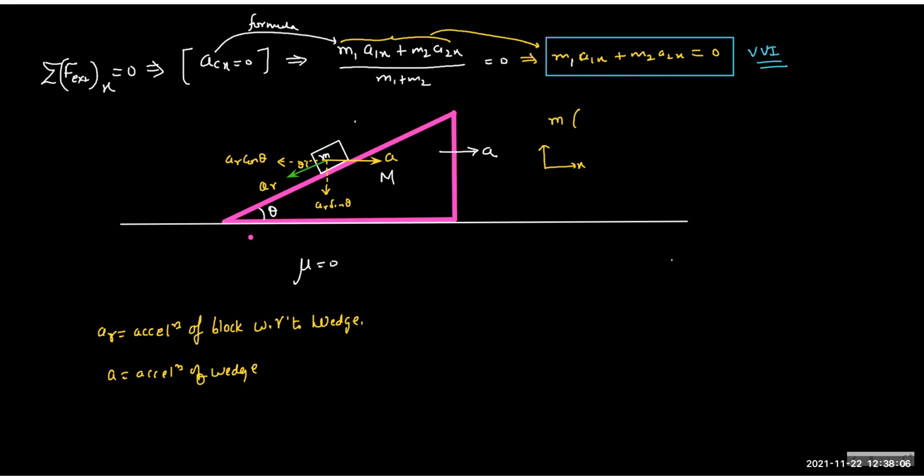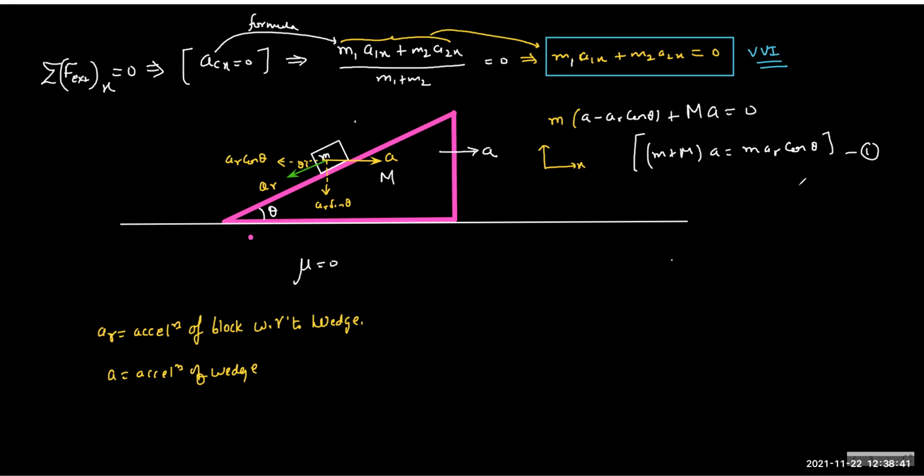Anybody there? A minus AR cos theta. A minus AR cos theta. And what about the wedge? A. A. And now we are done. So we know that M plus capital M into A is equal to small m AR cos theta. Okay. Equation 1. You can put it like this.